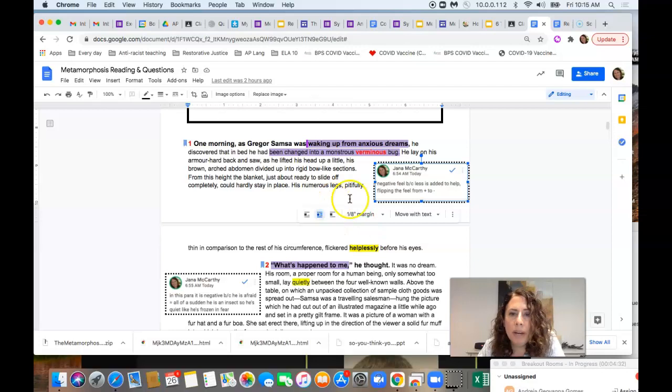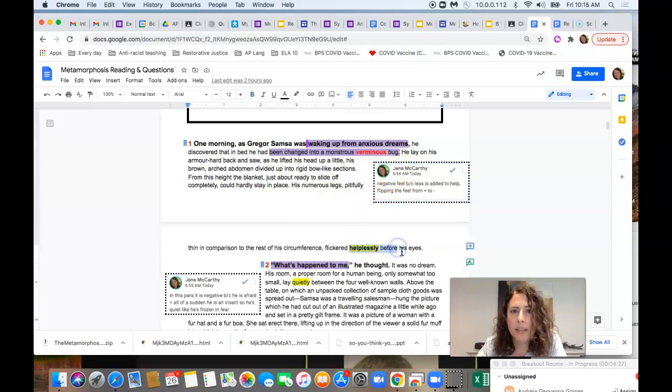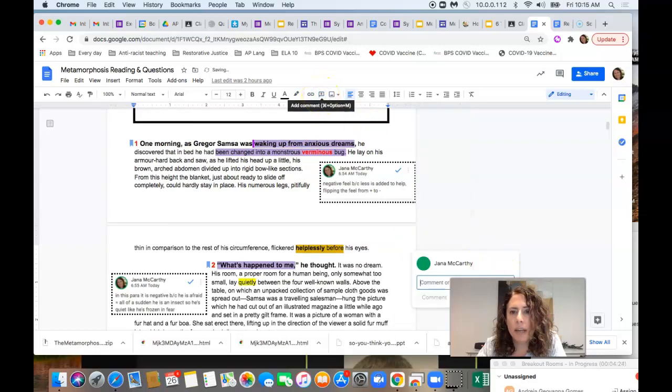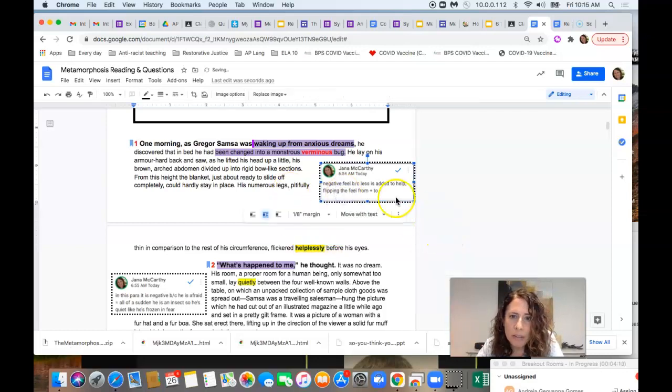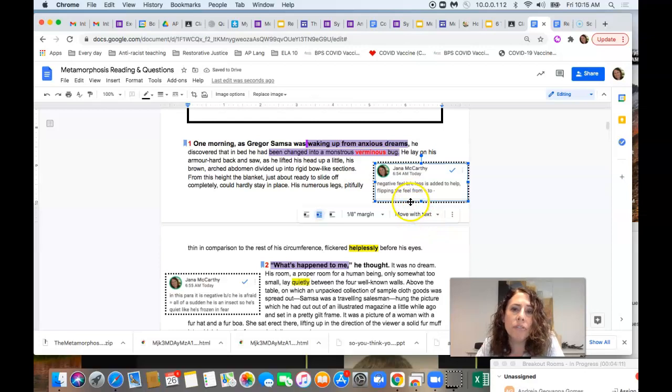And so I made a comment. You highlight it, you click on this plus sign up here, and you make a comment about the feel of that ly word. Is it a positive or negative feel word? In that dotted line box, I said it's a negative feel word because less has been added to help, flipping it from a positive to a negative.